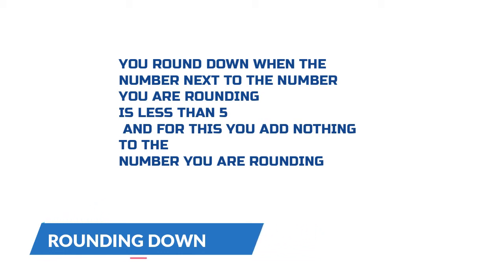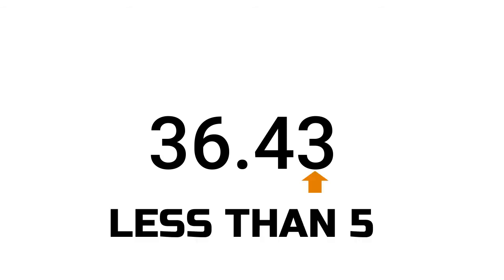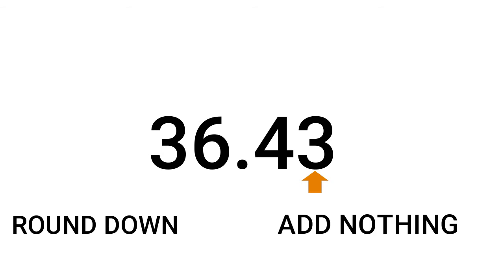So let's look at that same example again. This time we'll have 36.43. If you want to approximate this to 3 significant figures, you look at the number after the third significant figure, which is 3, and that number is actually less than 5. So for this example, you have to round down, meaning you add nothing to 4, so that the approximated value becomes 36.4.